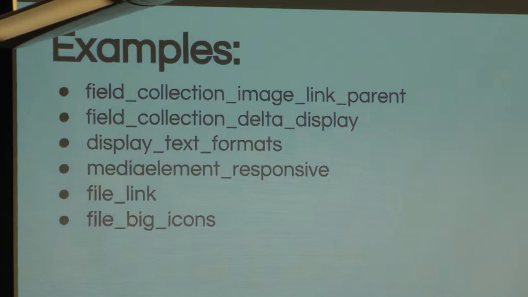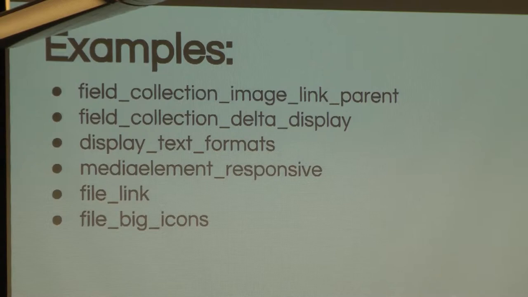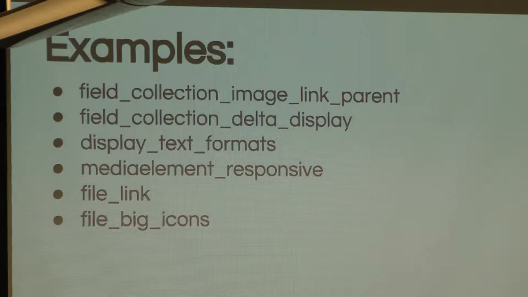So like if you have a long text field, you could have one that's called plain text or trimmed or something like that. And so we've gotten into the habit of writing a lot of formatters, and here are a couple of examples. So the first one, field collection image link parent. If you have a field collection that contains an image and you want to display it on a page with a bunch of other field collections, the link to content that would be in there will actually take you to the field collection rather than to the node. So that formatter is like, no, that's stupid, let's do it the other way.